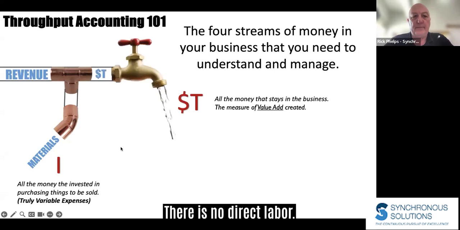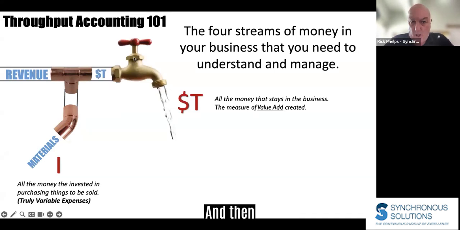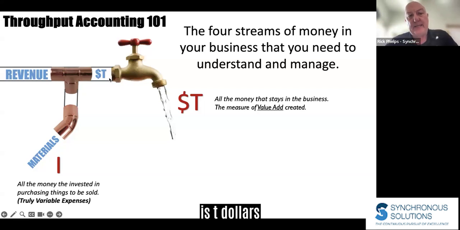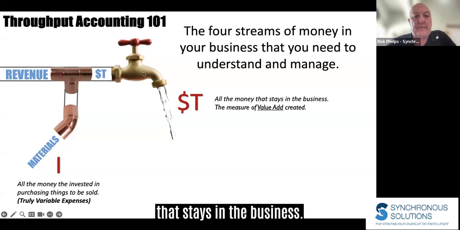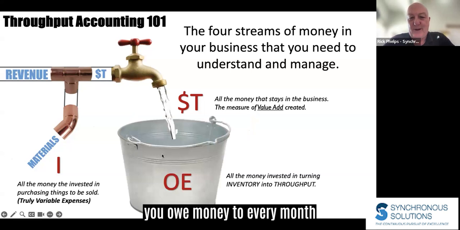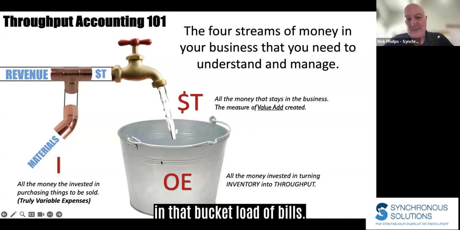There is no direct labor. And then what's left over, instead of gross profit, is T dollars, or throughput dollars. The throughput dollars are the money that stays in the business. So you can think of the materials as the money that goes to your suppliers, and T dollars as the money that goes to all the people you owe money to every month in that bucket load of bills, right?